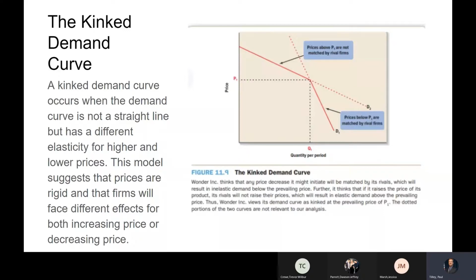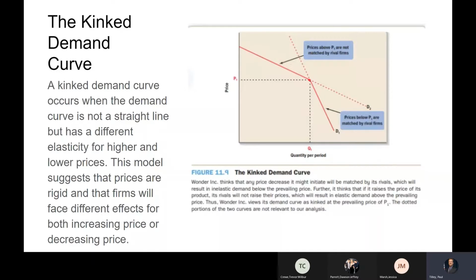In fact, that's probably what's going to happen. If one company thinks it can raise prices, its rivals may not raise their prices, okay? And that would mean that every customer would go over and buy from them. So this part of the demand curve here and here represent changes in the price.